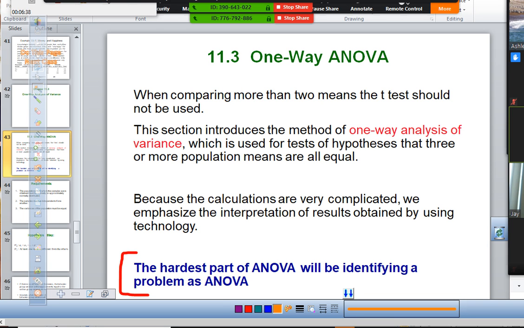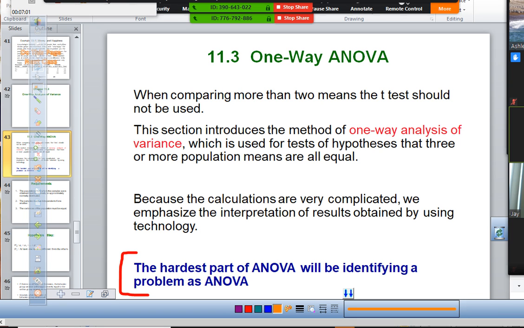When comparing more than two means, the t-test should not be used. This section introduces the method of one-way analysis of variance, which is used for tests of hypotheses that three or more population means are all equal. Because the calculations are very complicated, we emphasize the interpretation of results obtained by using technology. The hardest part of ANOVA will be identifying a problem as ANOVA.